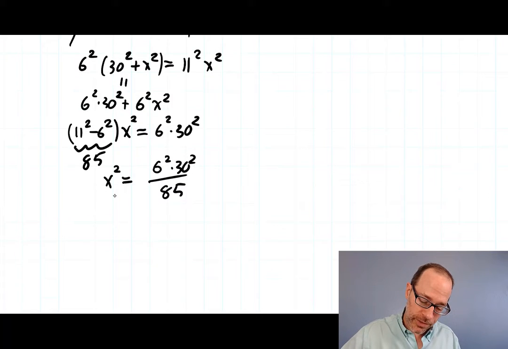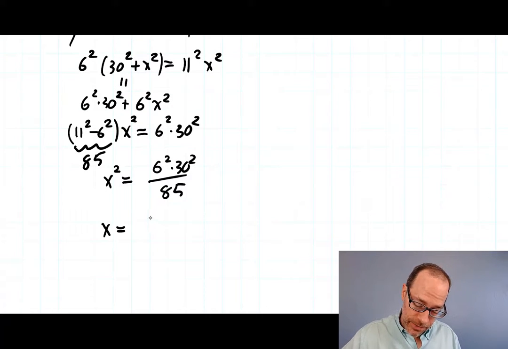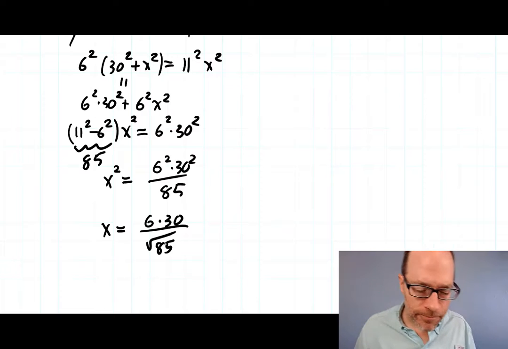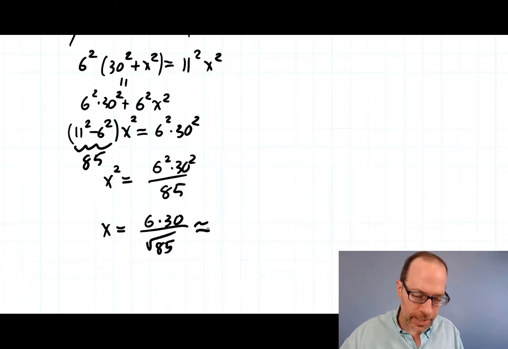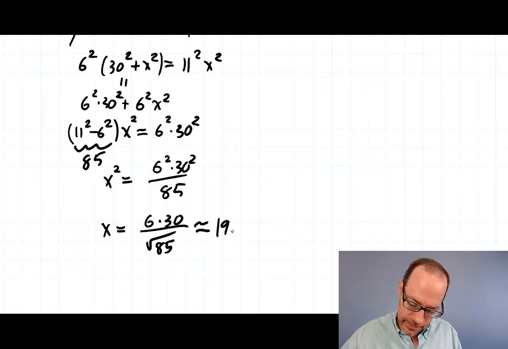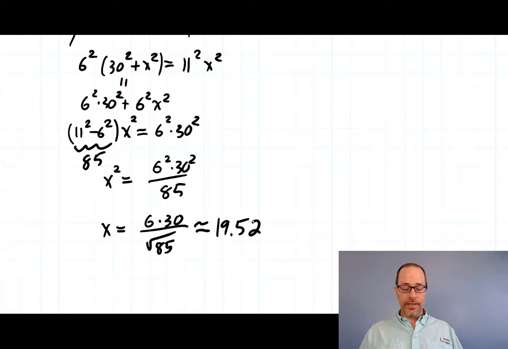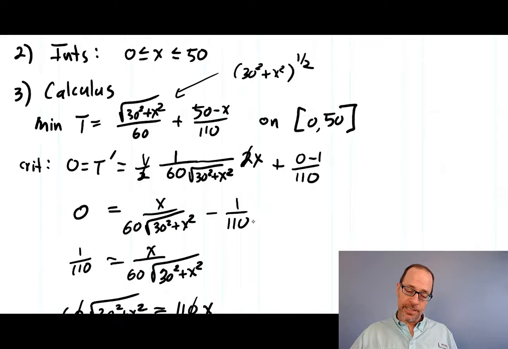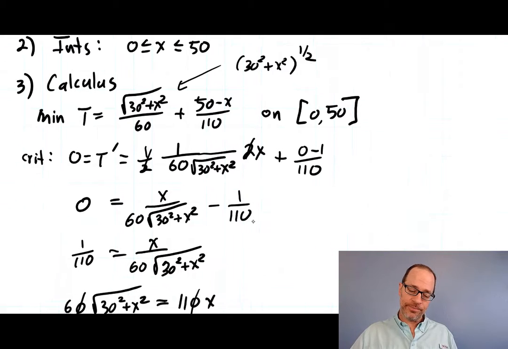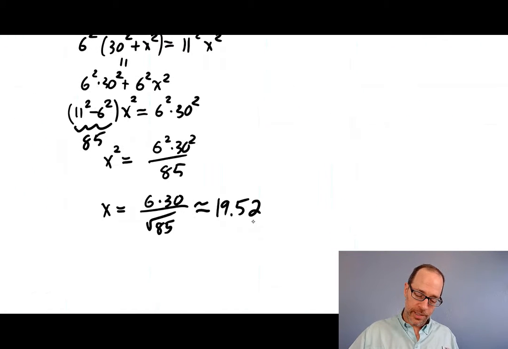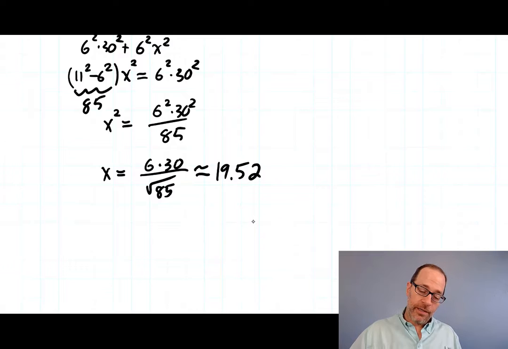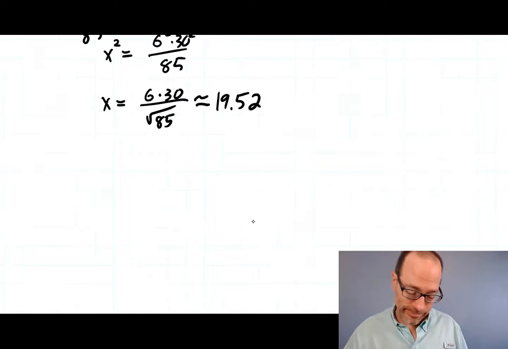Take the square root of both sides. x equals 6 times 30 all over the square root of 85. That's something you can put on your calculator, and you get about 19.52. Now, x could also be negative, but I'm not listing it because negative numbers aren't in this interval. Okay? So the only critical point in the interval is that one. So, not hard, but painful.